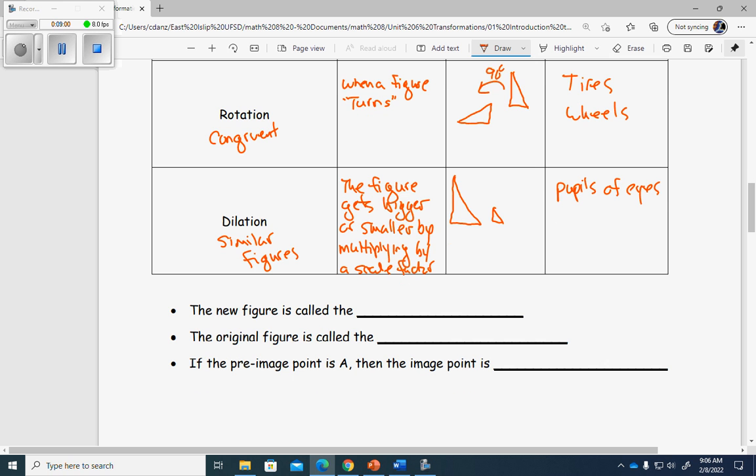So the new figure, we've actually talked about this when we did our dilations. The new figure is called the image. The original figure is called the pre-image. And the way that we label it, remember if the pre-image point is A, then the image point we call A prime. So that's some review.